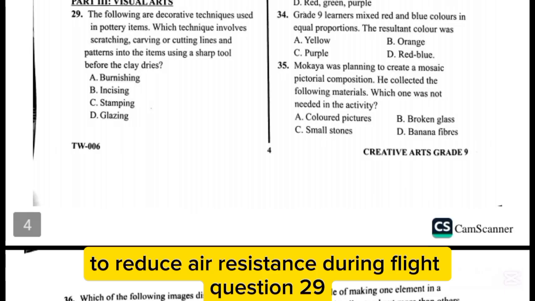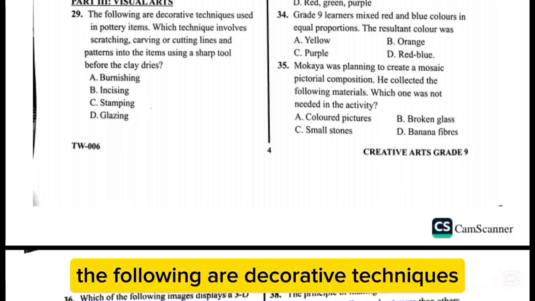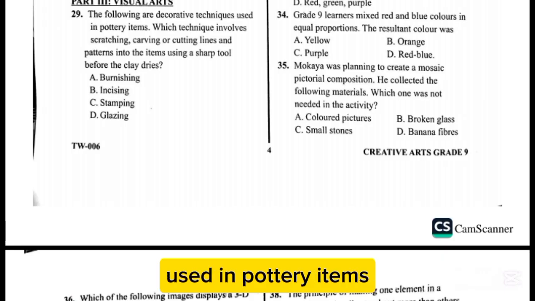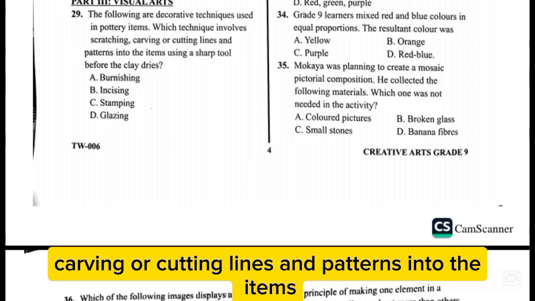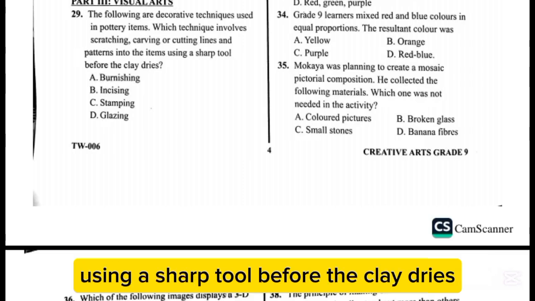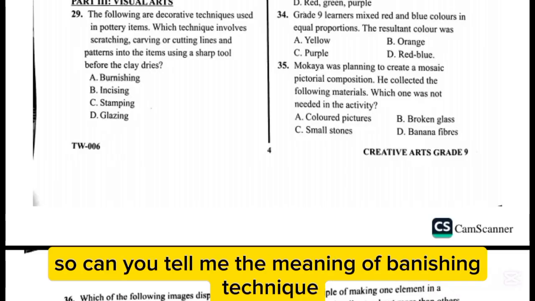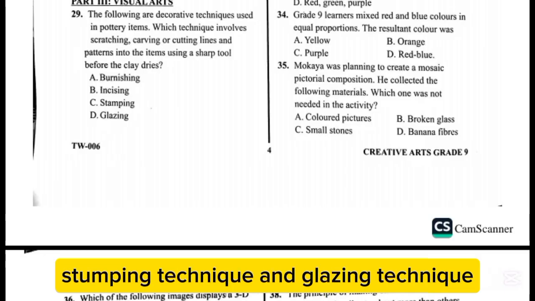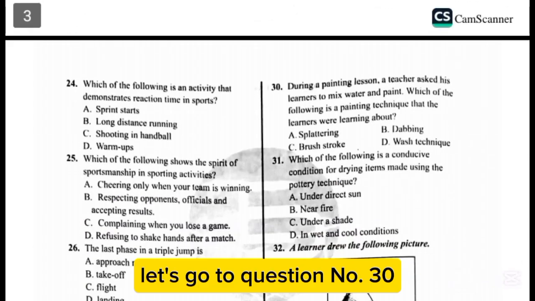Question 29. That is visual art. The following are decorative techniques used in pottery items. Which technique involves scratching, carving or cutting lines and patterns into the items using a sharp tool before the clay dries? So we talk about incising. Can you tell me the meaning of burnishing technique, stamping technique, and glazing technique? That is grade 6 work. Let's go to question number 30.